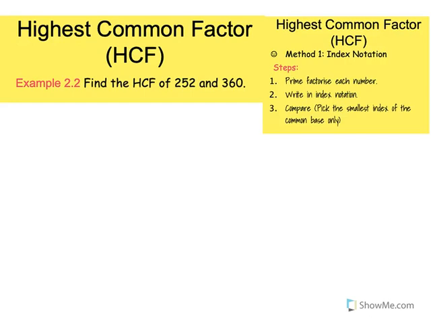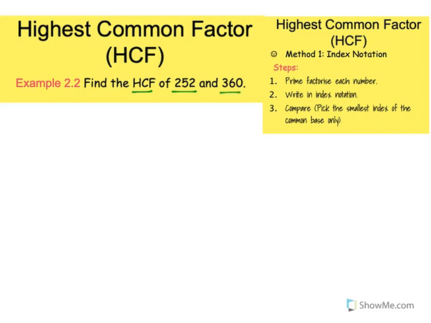For our highest common factor question, we have to use 3 steps. This is actually for method 1 using the index notation. So the very first thing to do is you have to do your prime factorization for each of the numbers. In this case, they ask you to find the HCF of 252 and 360.